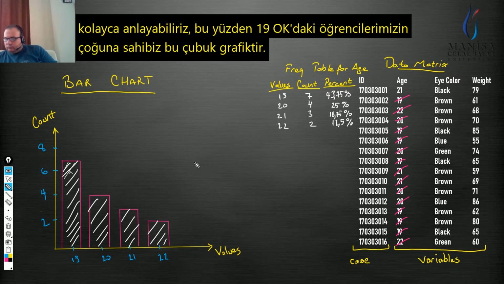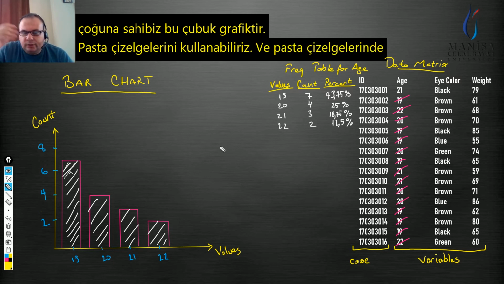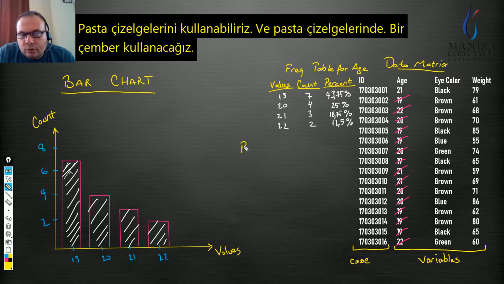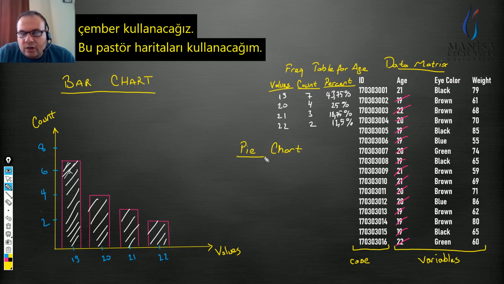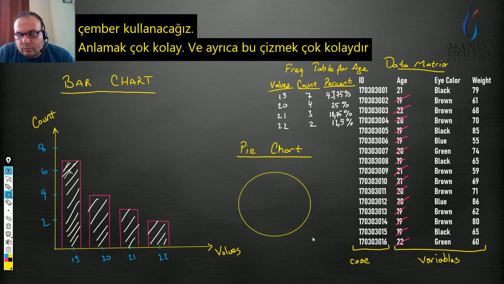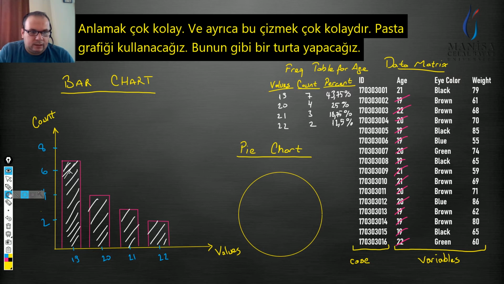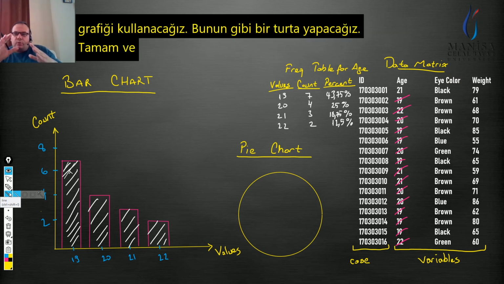And also we can use pie charts, and in pie charts we are going to use a circle. I'm going to use this area, pie chart. This is very easy to understand, and also very easy to draw. We are going to create a pie like this, and we are going to divide the area inside this pie by using just the percentage numbers.